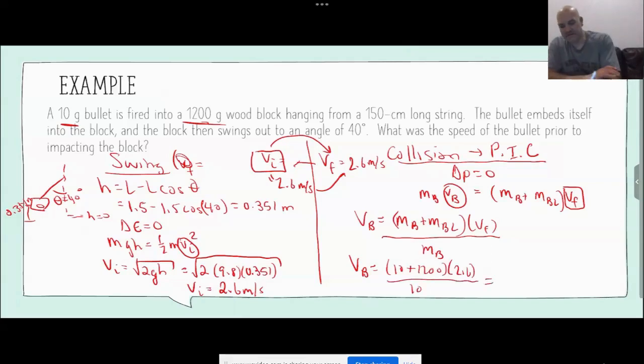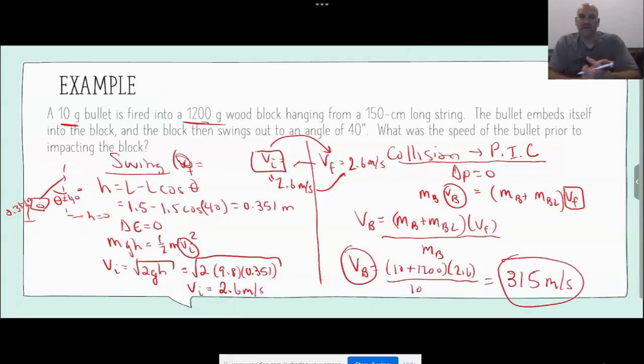Plug it into our calculators, and we find that before the collision, before it strikes the block, the bullet was traveling 315 meters per second, which is almost near the speed of sound. The speed of sound is 343. Now that's at 20 degrees Celsius, because sound is a pressure wave and it does vary based on temperature. But that's how fast the bullet is traveling.